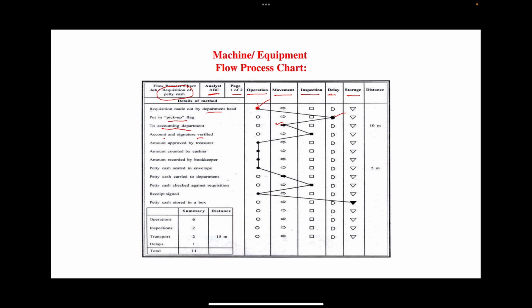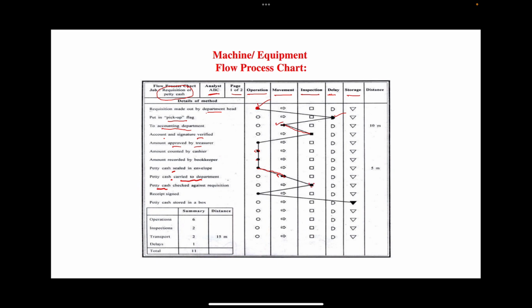There is an inspection job that is shown. So from here it is going to here. Then amount approved by treasurer is shown. This is an operation. Then amount counted by cashier is shown here. So these are all operations. And amount recorded by bookkeeper is shown, and petty cash sealed in envelope, that is shown here. Then the petty cash carried to department. This is a transport operation, so it is moving to here. And then petty cash checked against requisition. So again it moves to here.